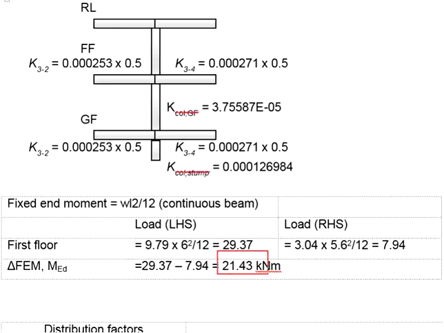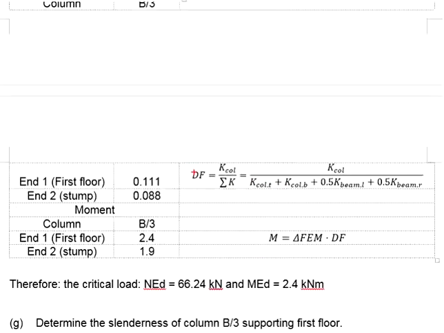Once you have the balance moment here, your next step will be to determine the moment taken by this end of column and this end of column. In order to do so, you will need to get the distribution factors of this end and this end. The distribution factor will be the stiffness of the column divided by the total stiffness of all members at the joint. Remember, you need to multiply the stiffness of the beam by 0.5.